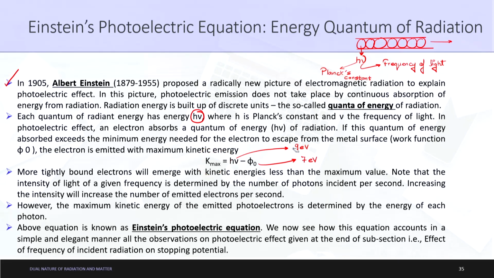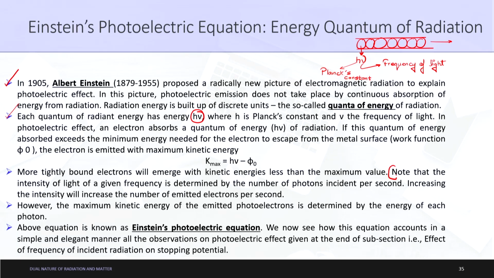Okay. So till now what we understood is that K max is equal to H nu minus phi naught, where phi naught is the work potential. Okay. So let us say this thing is also explained. More tightly bound electrons will emerge with kinetic energies less than the maximum value. Note that the intensity of light of a given frequency is determined by the number of photons incident per second. Okay. What is this photon? I will try to explain it much more clearly in the subsequent slides. For now you can just theorize it.